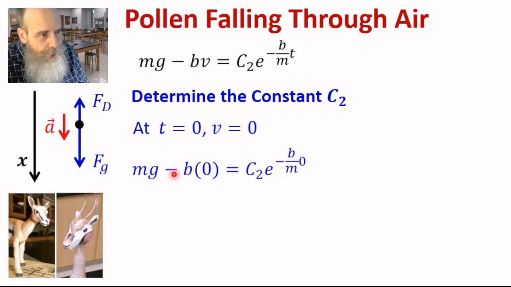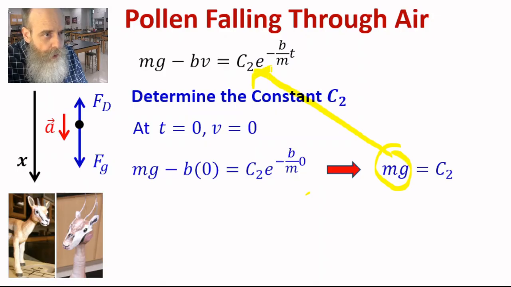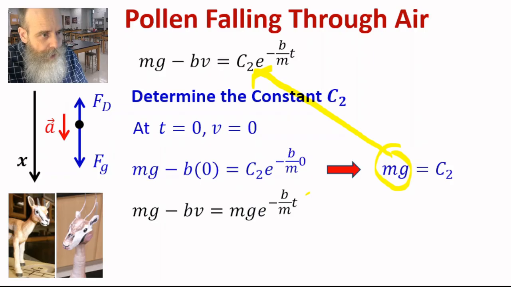This is what we get. mg minus b times 0 equals c2 e to negative b over m times 0. Well, this term is 0. This is e to the 0, which is 1. So we get mg equals c2. Now put the mg into our equation for c2, and then this is what we get.